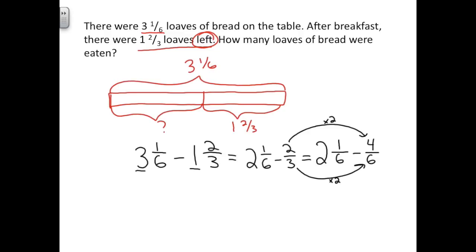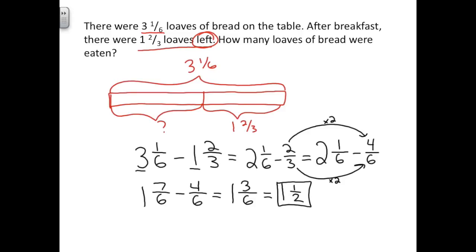So instead of 2 1/6, I have 1 7/6. So 2 1/6 is the same as 1 7/6. I'm borrowing a whole and showing it as an improper fraction so that I can subtract 4/6. Now I can subtract. I still have the 1 whole. 7 minus 4 is 3, and I still have 6 in my denominator, which can be simplified to 1/2. So the final answer would be 1 1/2, and written in a sentence, it would say 1 1/2 loaves of bread were eaten.